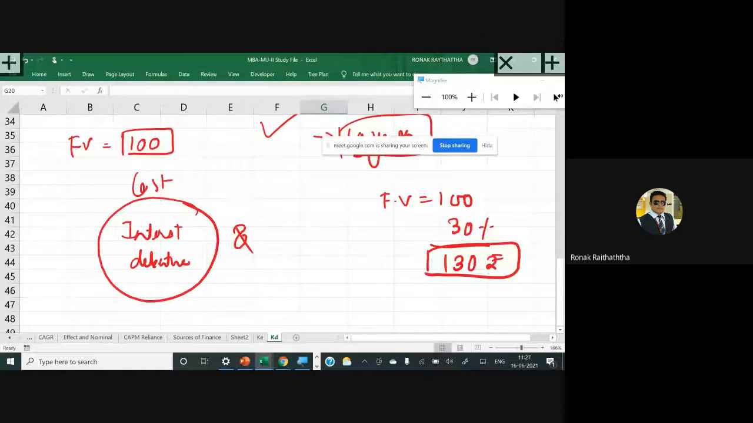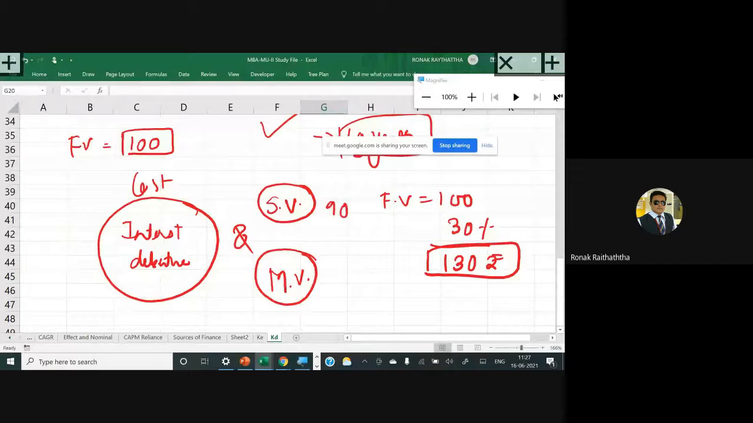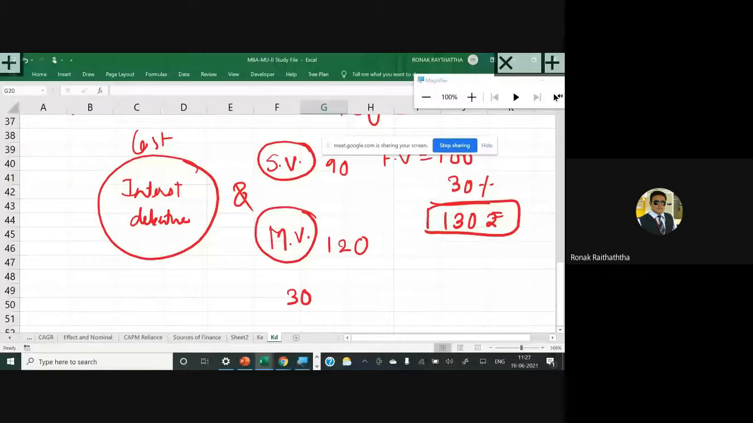And the difference between the money you have received, which can also be called the sell value, and the money you will be paying at the time of maturity, which can also be called the maturity value. So say you receive just 90 rupees and at maturity you will pay them 120 rupees on one debenture. So this 30 rupees you are incurring over and above the interest, but this 30 rupees is for the entire life of the debenture, say 10 years.